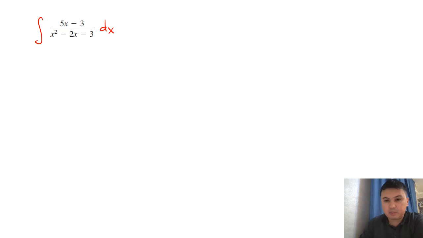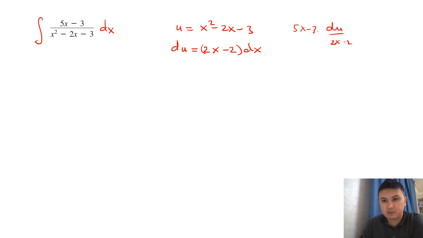Well, one approach that we learned so far was u substitution. So you can say maybe if I let u equal x² - 2x - 3, then magically du will be something like (5x - 3) dx. However, the du here is (2x - 2) dx, right? So if I make the substitution, I'll get (5x - 3), and in place of dx, I can do du divided by (2x - 2).